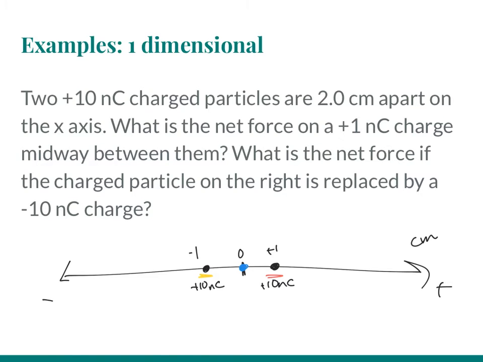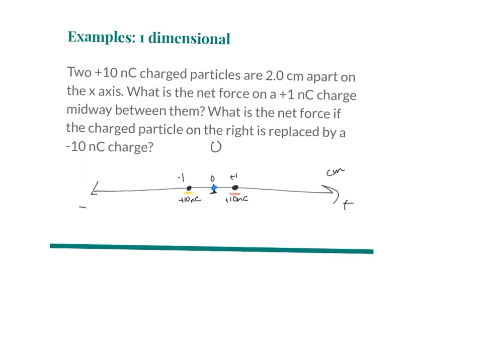Now, a clever person could see that these are both positive, so they're going to be exerting the same force in opposite directions on this middle particle. So the net force is going to be 0. If you can't jump to that conclusion immediately, we will math it out a little bit.